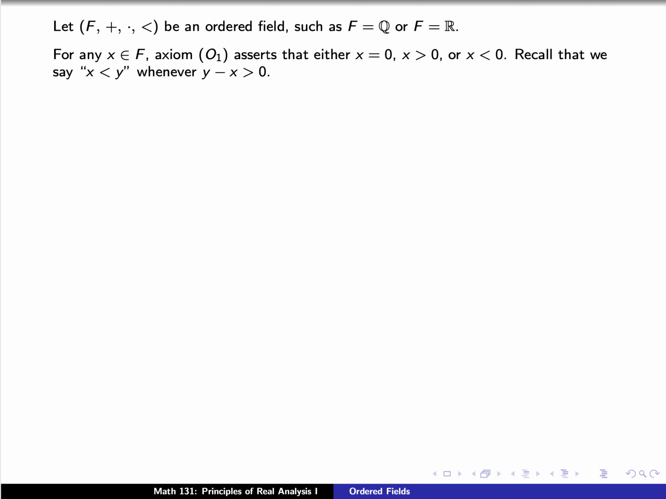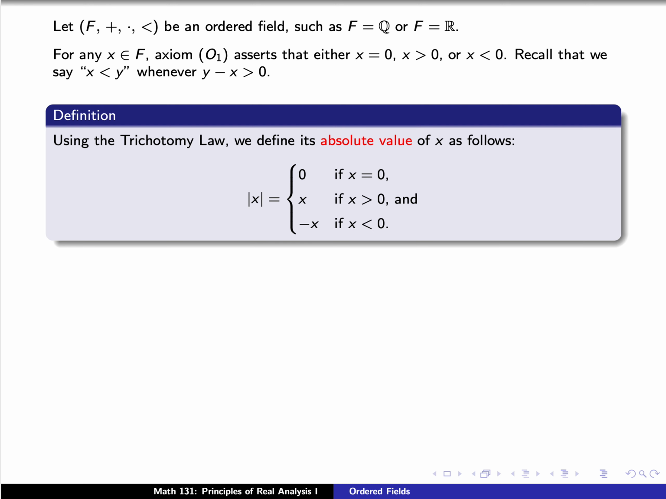Given an ordered field, remember that we'll say that x is less than y whenever y minus x is positive. We'll use this to define an absolute value. Using the trichotomy law, we'll define the absolute value of a number x as follows. The absolute value of x is 0 if x is 0. The absolute value is x if x is positive, and the absolute value is negative x if x is negative.